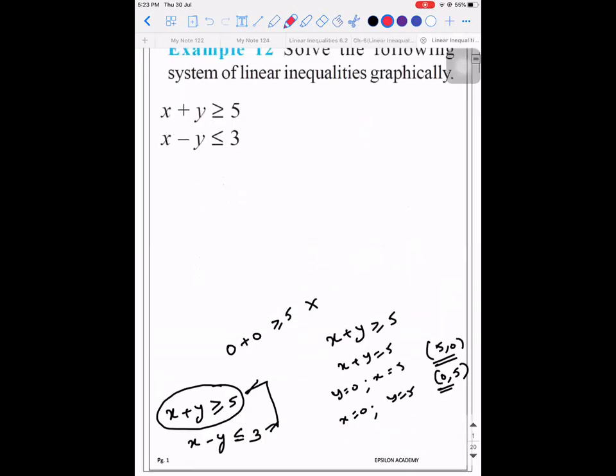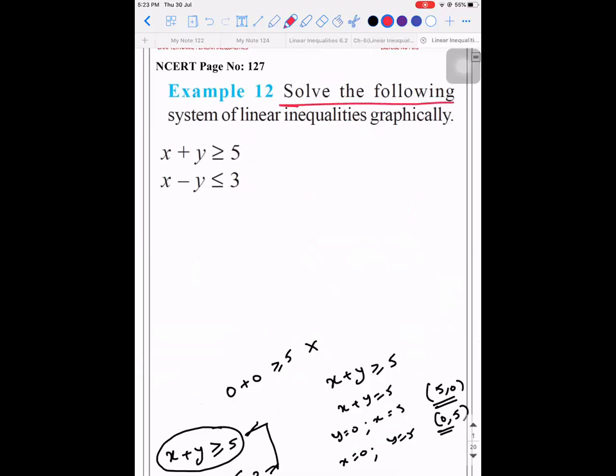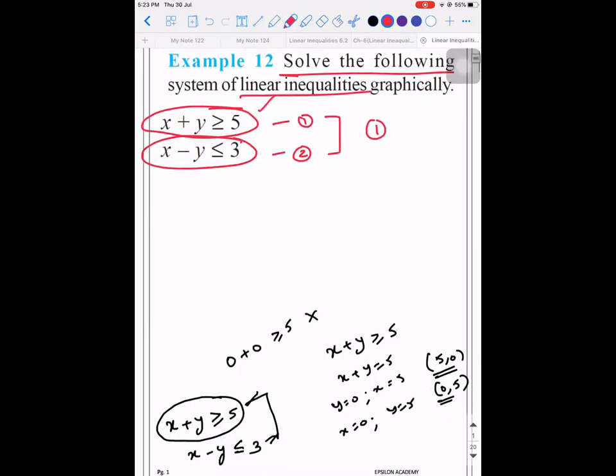See, the question is, solve the following system of linear inequalities graphically. So x plus y is greater than or equal to 5 and x minus y is less than or equal to 3. So in the previous exercise, this was one problem, this was another problem. But in this exercise, both put together is one problem. Is that clear? Whatever you do for this inequality, you're supposed to do for the other, and you're supposed to select a common area.